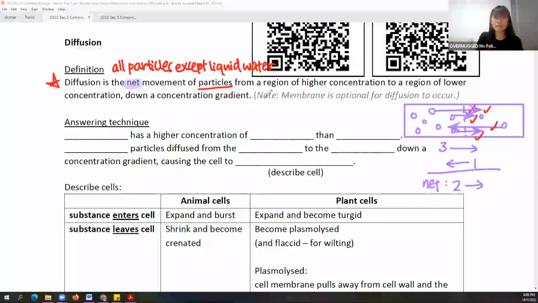Hope you are clearer now. For diffusion, a membrane is optional, but for osmosis, it's a must-have. Okay, next, the answering technique.